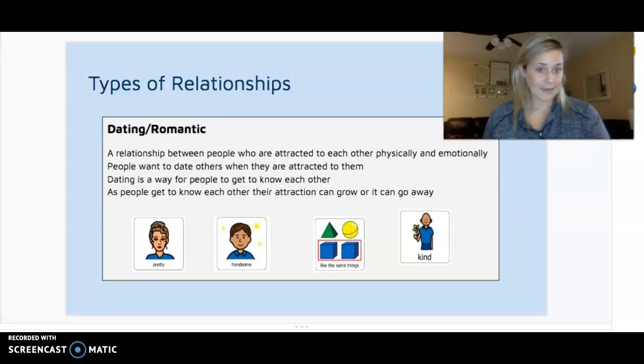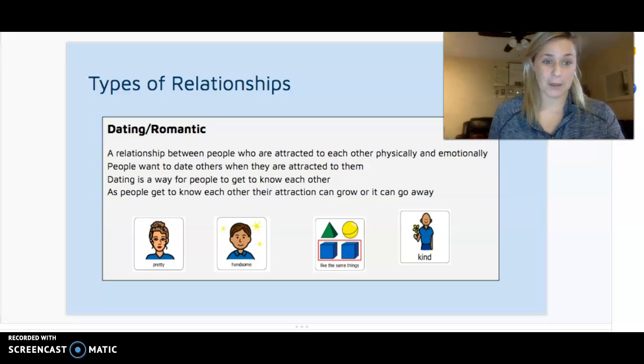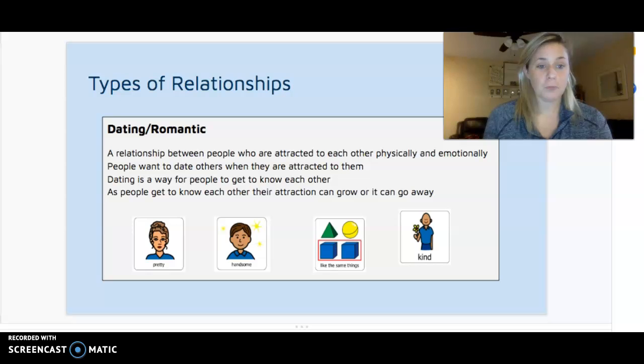Now, we're not dating anyone right now, but it's important to know about it because you will probably see other people in your life that might be dating, maybe older cousins or older siblings. It's important to know what that means. Dating means that both parties are agreeing that they're dating. Just because you have a little crush on someone does not mean you're dating. Dating means that you both decide that you both like each other physically and emotionally.